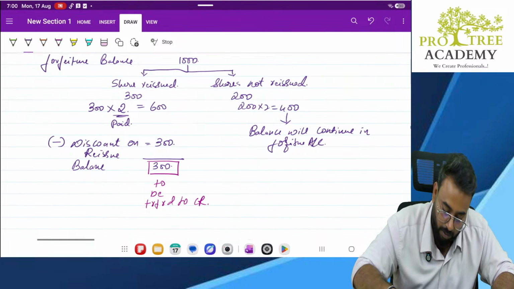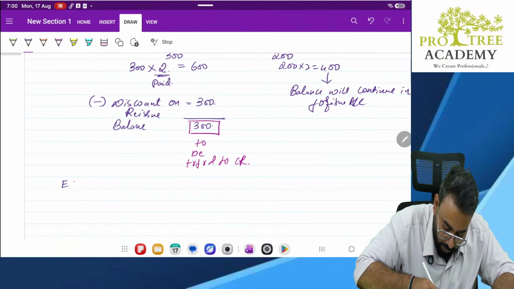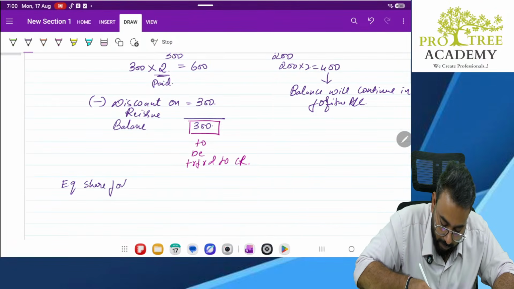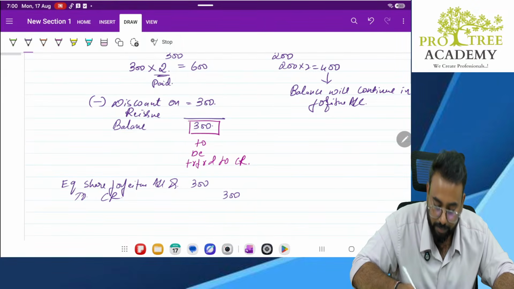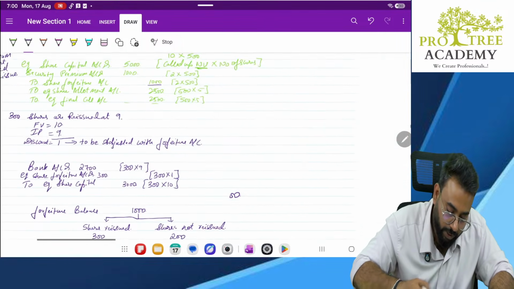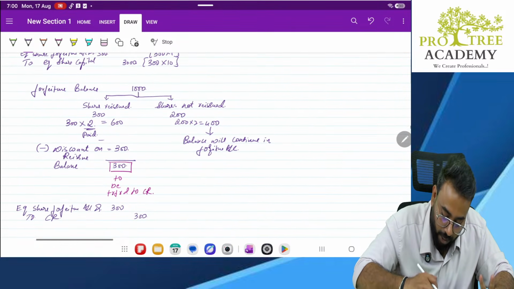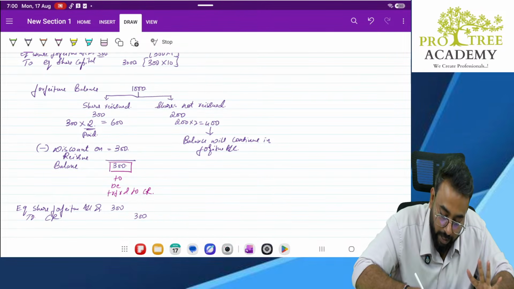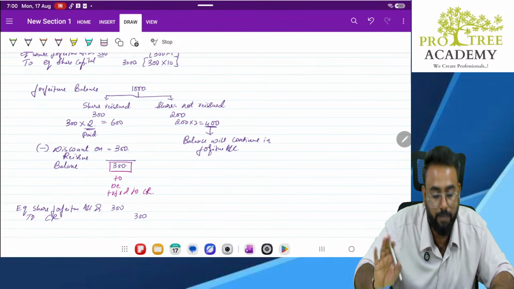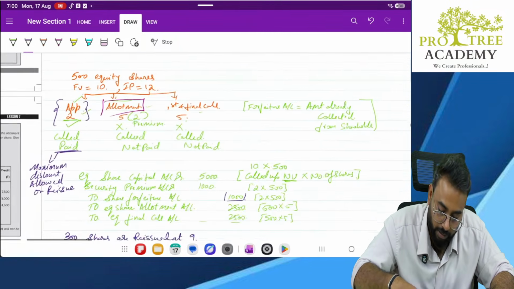So what is the entry for this transfer? Equity share forfeiture account debit to capital reserve 300. Now see, what was the share forfeiture balance? Earlier, how much was it credited with? 1000. How much debited? 300. Again, how much debited? 300. So 300 plus 300, 600, minus 1000. What is remaining? 400. That 400 will continue in the forfeiture account itself. Clear? Okay, please take the screenshot quickly.